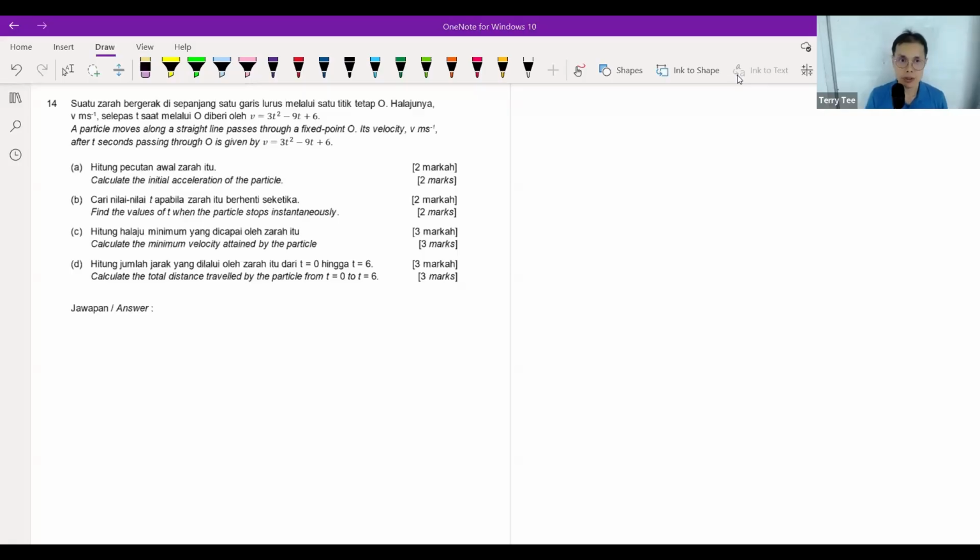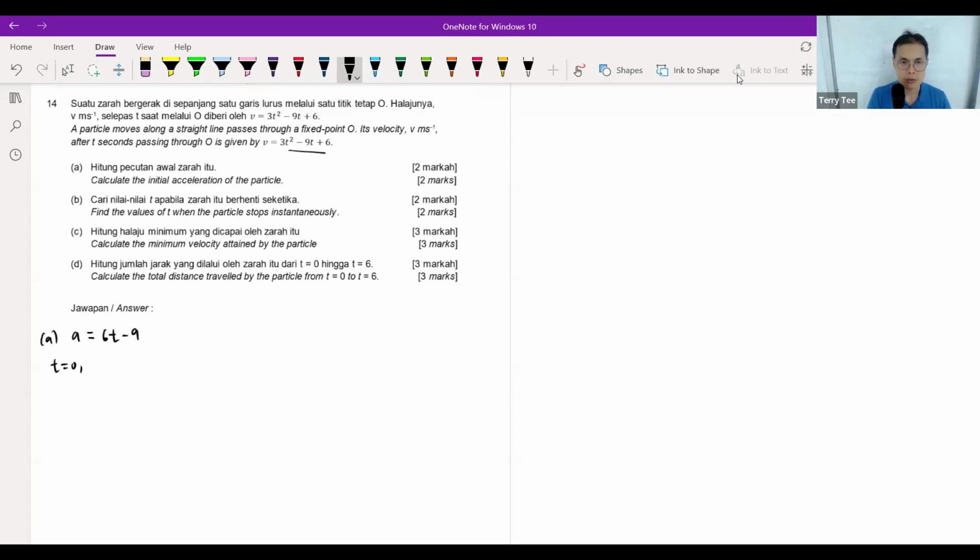Okay, question number 14. So here we have a particle that moves along a straight line, passes through fixed point O. Velocity is given by this. You're finding the initial acceleration. Okay, remember, initial acceleration happens when your t is 0. But first, we need to find your acceleration function. Differentiate v, you get 6t minus 9.